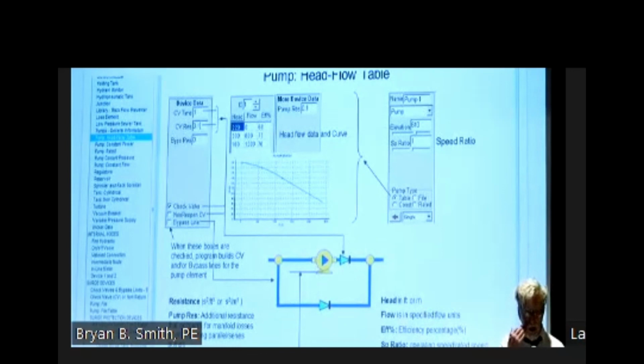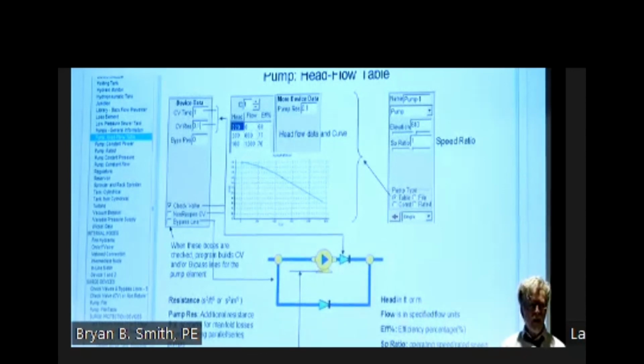So when modeling, it's critical to input the inertia into the model as you go through creating a solution for your system. Obviously, I could go on forever.